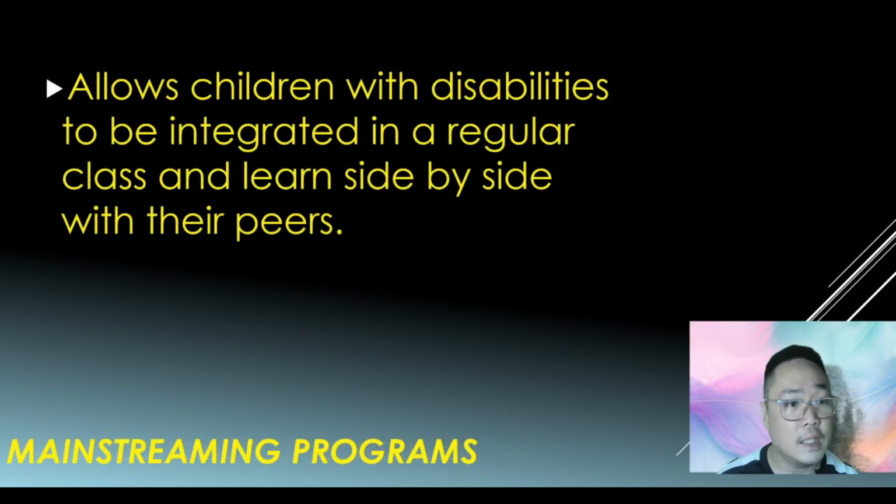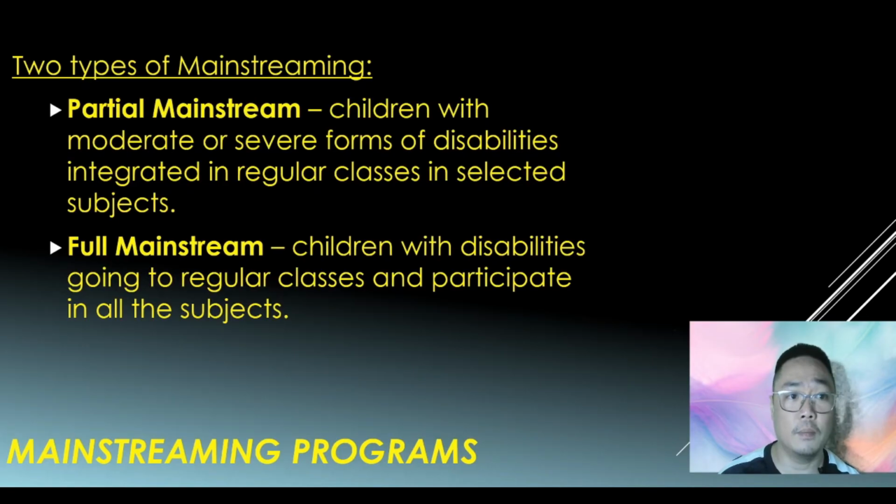Right? Ito po, isa sa mga sikat po na kilala ng marami, yung tinatawag nilang mainstreaming program. When we say mainstreaming program, we allow children with disabilities to be integrated in a regular class and learn side by side with their peers. Right? Ito po ang basis niyan. There are two types of mainstreaming. Partial mainstreaming at saka full mainstreaming. When we say mainstreaming, galing na po sila sa SPED school. Right? Nung nandun na po sila sa SPED school, nakatapos sila ng certain level, pwede na silang isama sa regular.